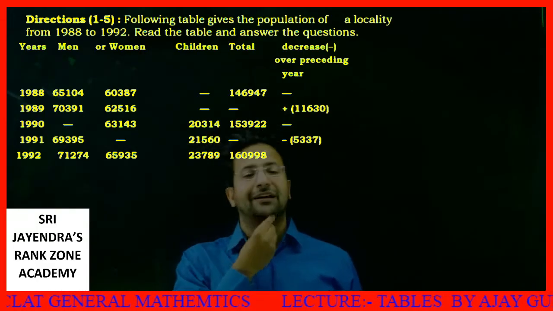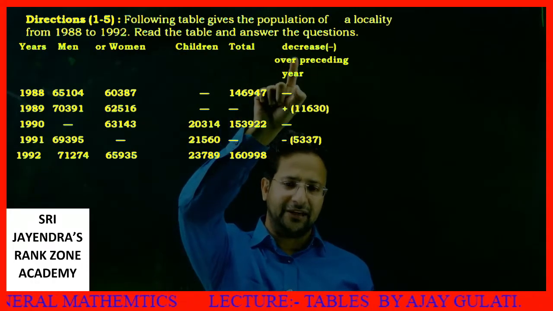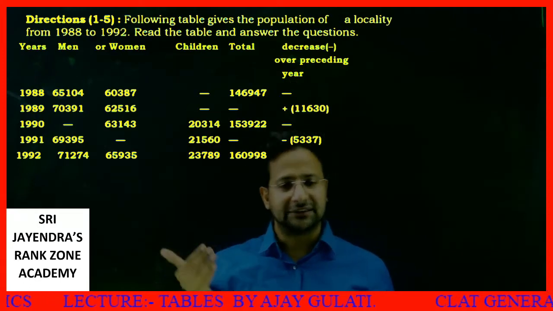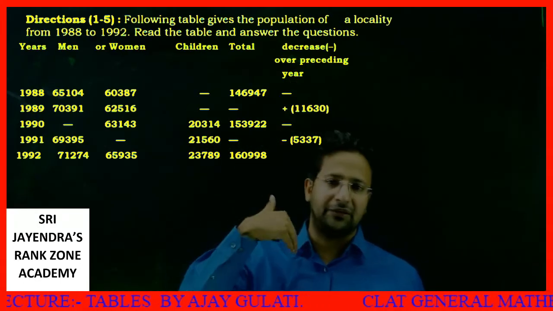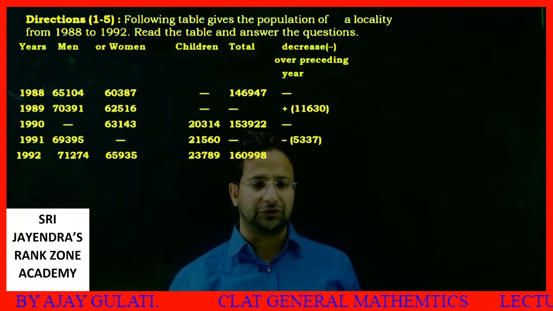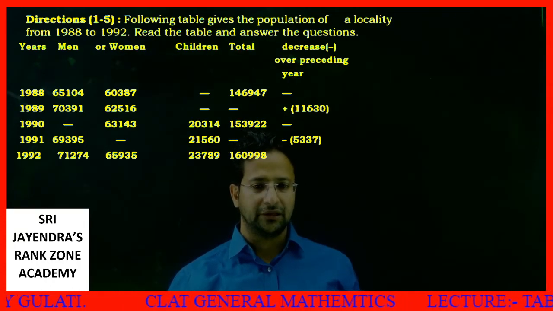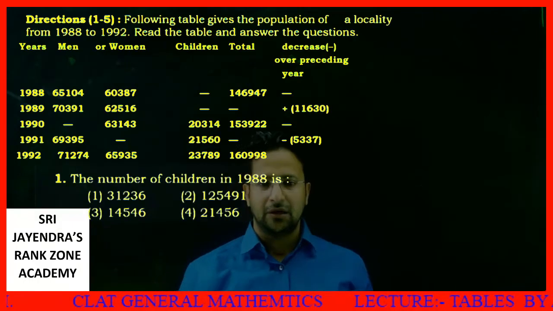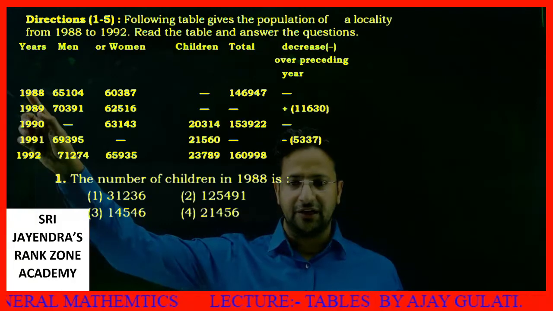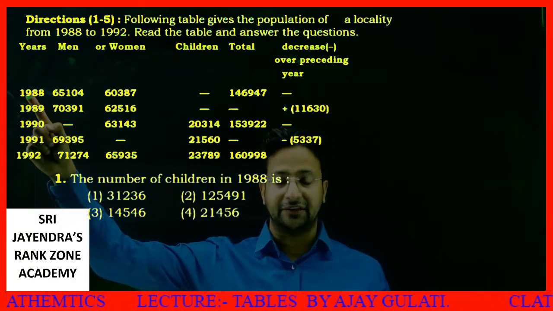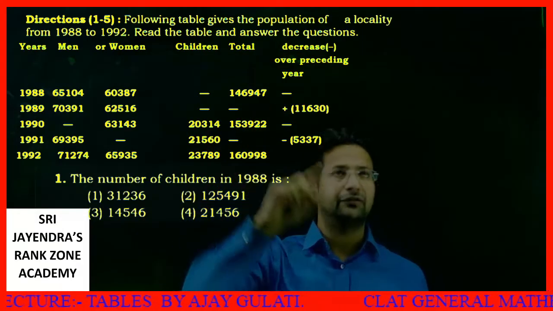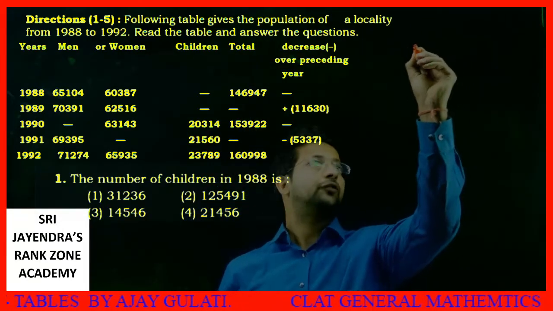This is basically the change, decrease or increase. So if this is negative, then the population has decreased as compared to the previous year. If this is positive, then the population has increased as compared to the previous year. Now let's see the first question. The first question is the number of children in 1988. 1988 is your first year, and the total population is how much? 146947.